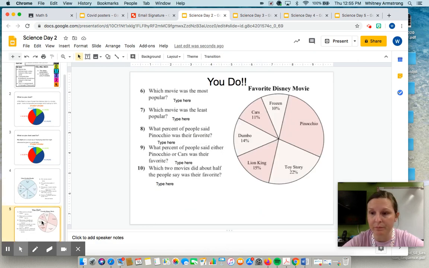Now it's your turn. So you have 5 more questions to answer. Again, you're looking at a pie chart. This one's about favorite Disney movies. I really like this one. So you're going to answer the same type of questions that we just answered. If you need to rewind the video and go back and look at those, you can. So you type your answers in when you get finished. Turn it into Google Classroom so you can get credit for it. And if you need help, let me know and I'll be happy to help you.